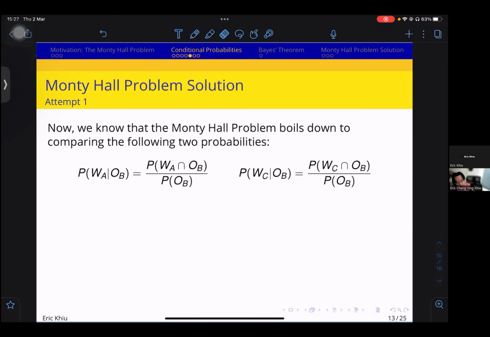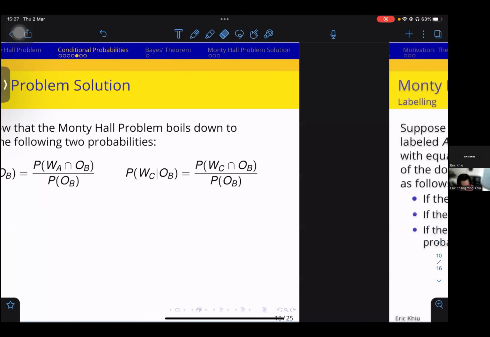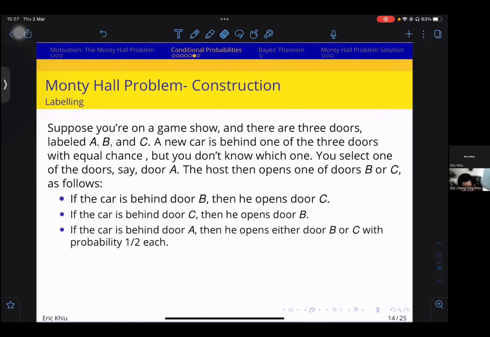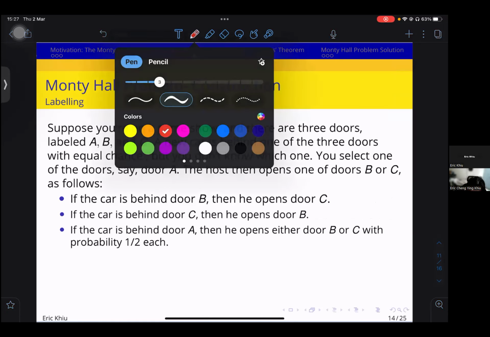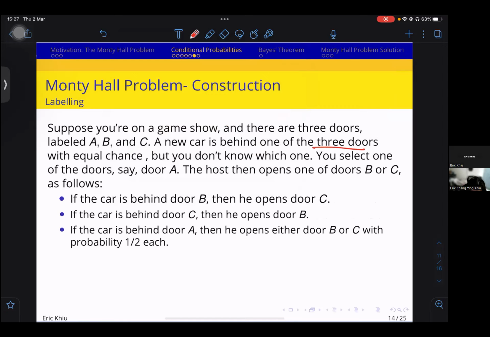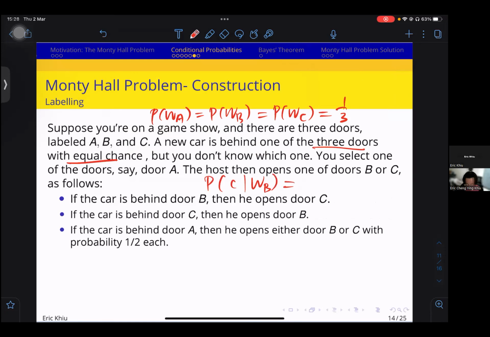Okay. Now we have a direction. Let's go back to the problem and try to label something over here. It says that the prize is behind 3 doors with equal chance, that means P of WA is the same as P of WB, is the same as P of WC, which are all 1/3. And the first line says, given that the winning door is B, the probability of the host opening C is certain, which is 1.